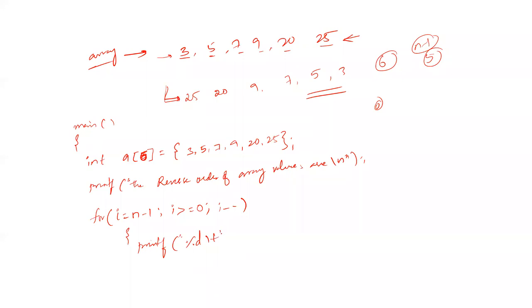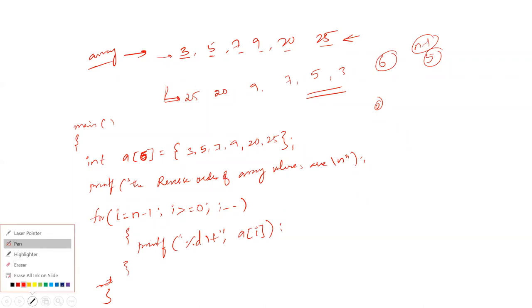printf("%d\t", a[i]); and return 0, that's close. So what happens here? For example, in this case, I is equal to, sorry, here I have given directly n minus 1. What is n? I don't know here. So 6, you give directly 5, sorry, and because I've given a static size, I have not taken the n value here. Therefore, it is i equal to 5, i greater than or equal to 0.